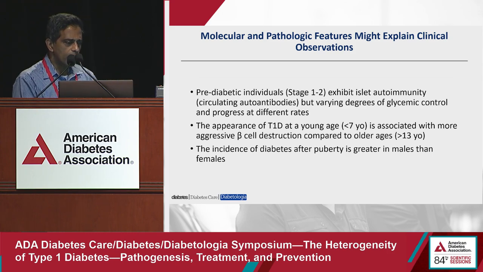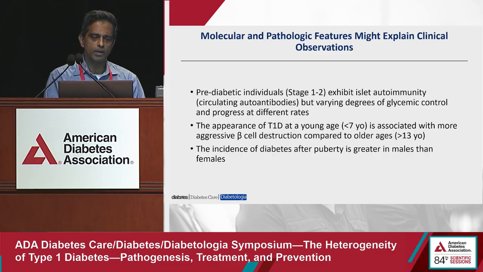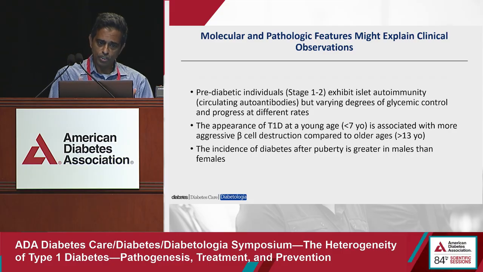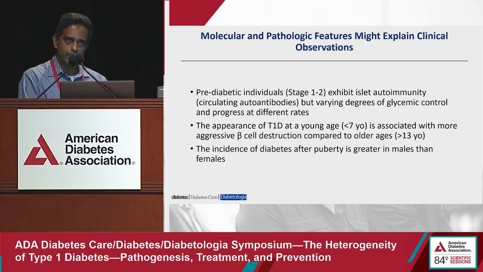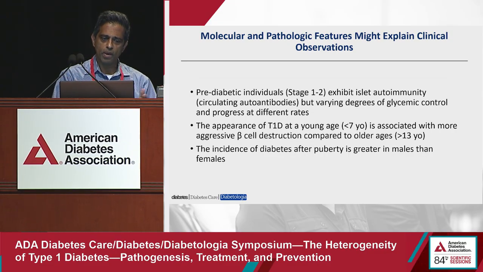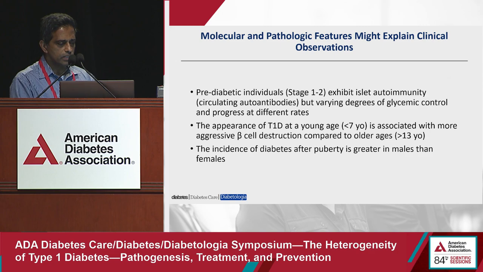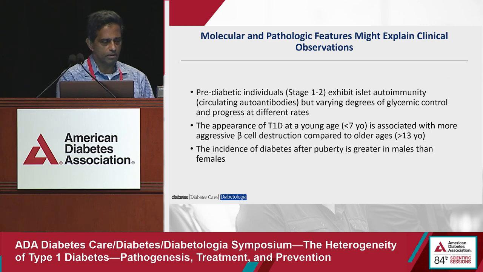The second issue, which Dr. Leslie spoke about, is the appearance of type 1 diabetes at a young age, less than 7, which appears to be associated with more aggressive beta cell dysfunction or destruction compared to those who are older, greater than 13. So again, do molecular or pathologic features explain that? And then finally, an interesting feature of type 1 diabetes is that the incidence of type 1 after puberty is greater in males than females.